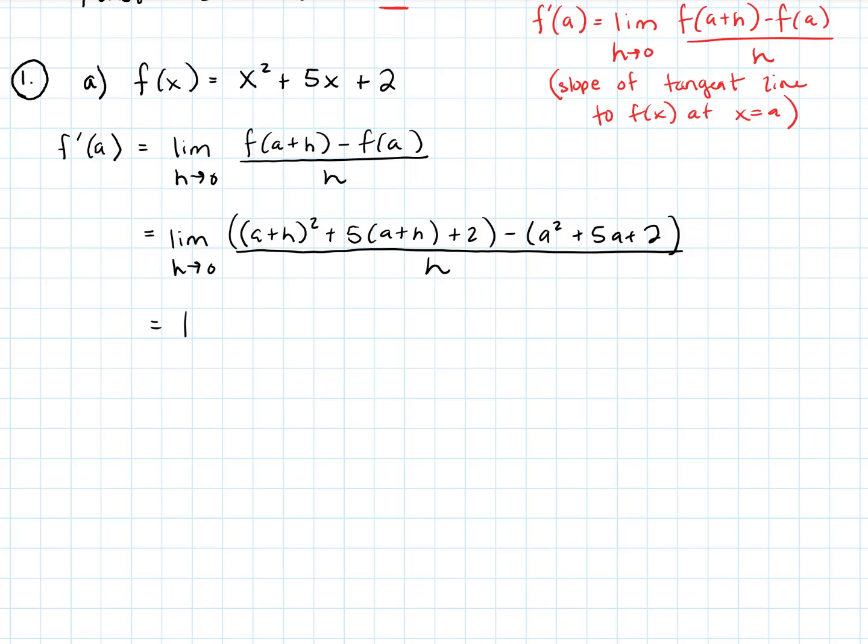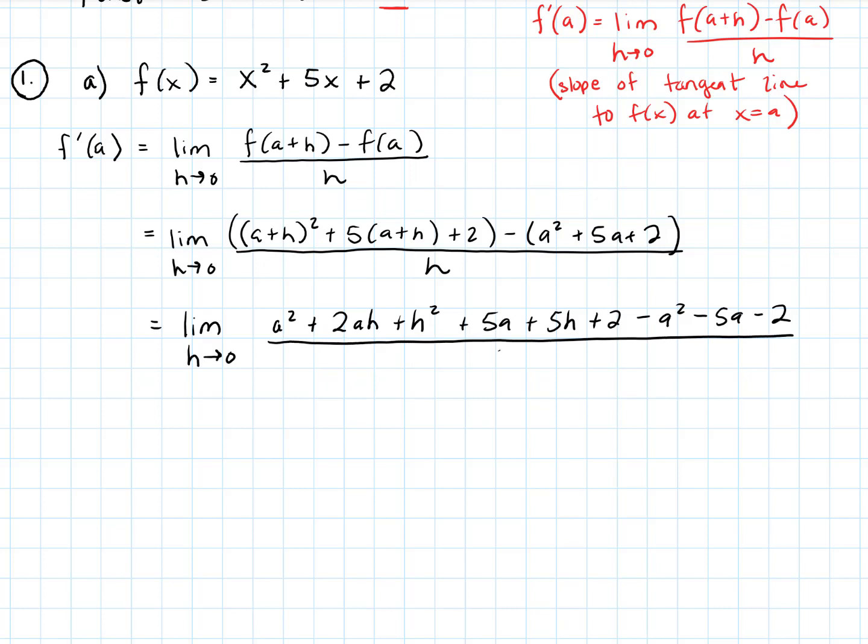And so I want to get this expanded before I try to evaluate this limit. So get this guy expanded, we'll have a squared plus 2ah plus h squared, distribute the 5a plus 5h plus 2 minus a squared minus 5a minus 2. And we're going to have some canceling and simplification here. So the a squareds are gone, the 5a gone, the 2 cancels, and I notice that what's left behind, all the terms that are left behind actually have an h in them.